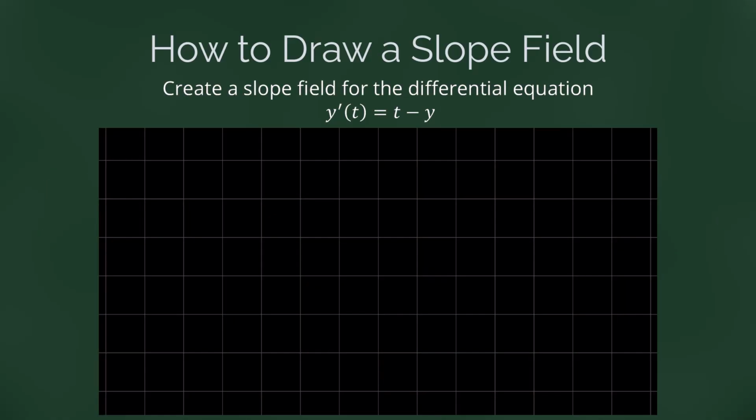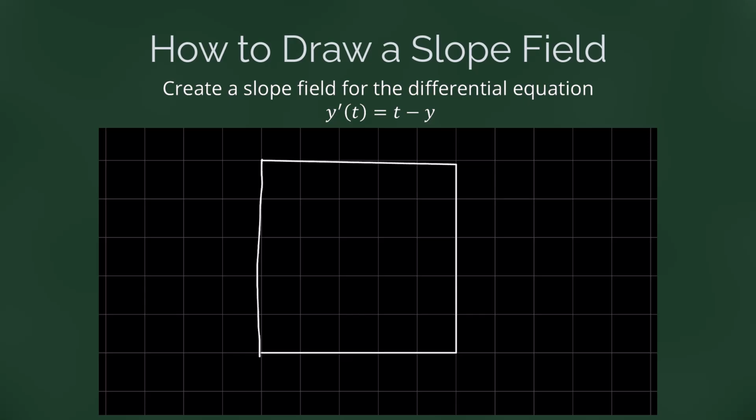So if we want to create a slope field for the differential equation y prime of t is equal to t minus y, we have to start off with a grid. I'm going to use the values between -2 and 2 in both directions. So I'm going to draw myself a 5 by 5 grid. I'm going to consider this part of the grid to be the t values and this part of the grid to be the y values, so that'll translate easily to our graph. And here we're going to have t as -2, -1, 0, 1, and 2, and we'll do the same for y.